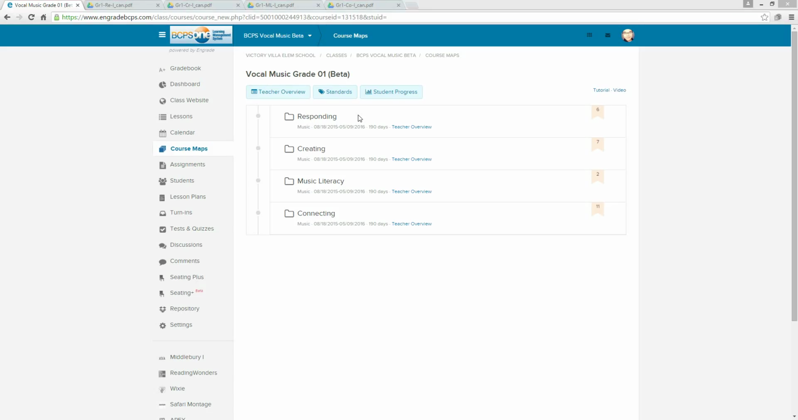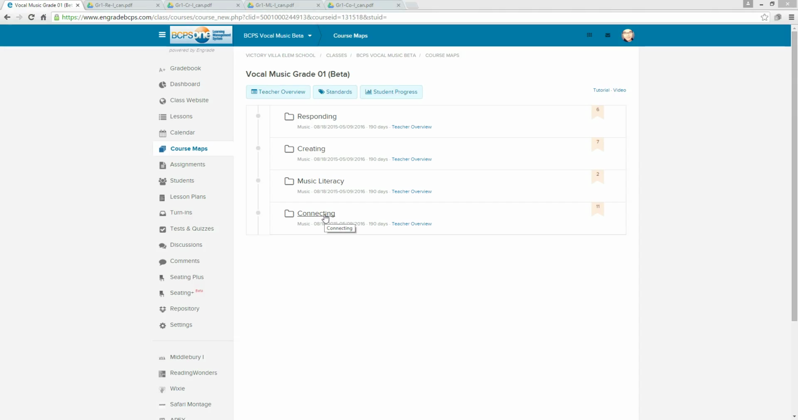What is a bucket? Many of you have already heard this term being used many times in regards to our new curriculum, and I thought I would take a moment to explain exactly what a bucket is, to avoid any further confusion. When creating the curriculum, we decided to split each grade into 4 units as seen here: responding, creating, music literacy, and connecting. However, since the music curriculum is uniquely different than others such as ELA or math, we decided to call these units buckets.